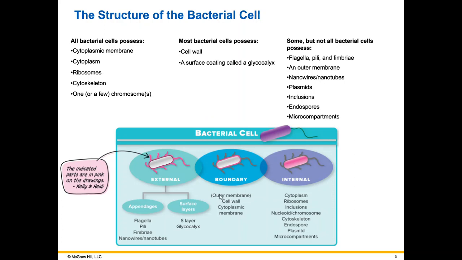Some bacteria cells have an outer membrane. All of them do have a cell wall, or I'm going to backtrack that. Not all of them do, but most of them do. A cytoplasmic membrane, all of them have that. All of them have cytoplasm, ribosomes, and the list goes on. I won't spend too much more time on the slide because we're going to talk about these organelles individually.